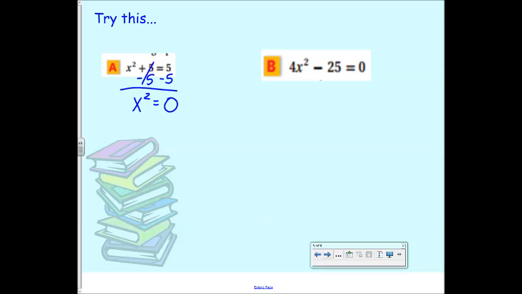And now I still have to isolate x further because it's an x squared. How do I get rid of a squared? Square root. And if I square root here, what do I do here? What do I get here? X. And then what's the square root of 0? 0. So x has to equal 0.